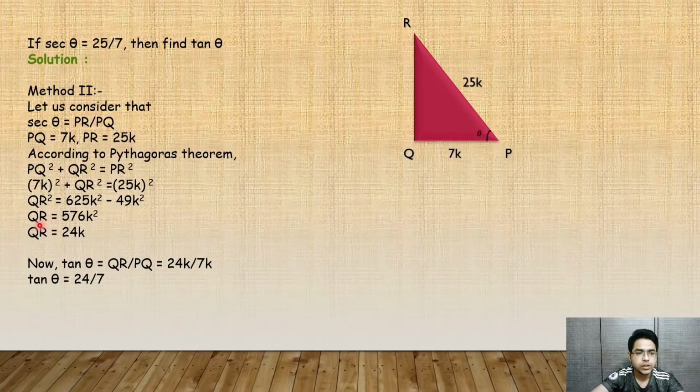Here it is QR square, and by taking the square root we will be getting QR is equal to 24k. Now tan theta is equal to QR by PQ, and we'll be getting 24k by 7k, that will be equal to tan theta is equal to 24 by 7. Now moving to the next slide.